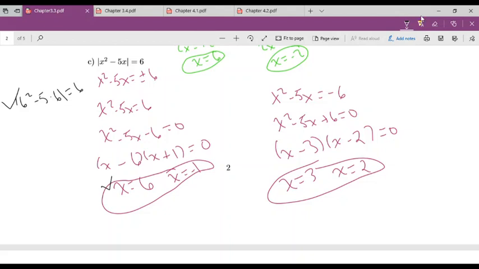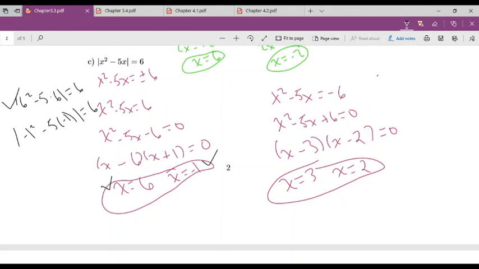Let's check negative 1. So the absolute value of negative 1 squared minus 5 times negative 1 equals 6. Negative 1 squared is positive 1. Negative 5 times negative 1 is positive 5. 5 plus 1 is 6. So that one works. Let's try these over here.